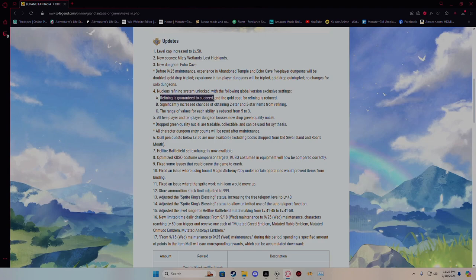Refining is guaranteed to succeed, and the gold costs for refining have been reduced. Okay. Significantly increased chance of obtaining 2 and 3 stars when refining.